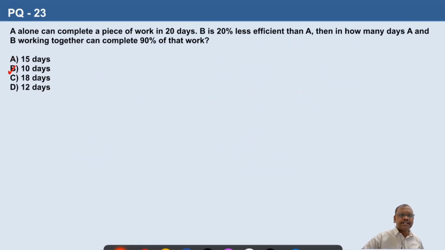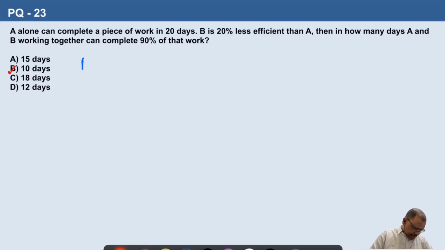Question number 23. A alone can complete a piece of work in 20 days. B is 20% less efficient than A. Then, in how many days can A and B working together complete 90% of the work?